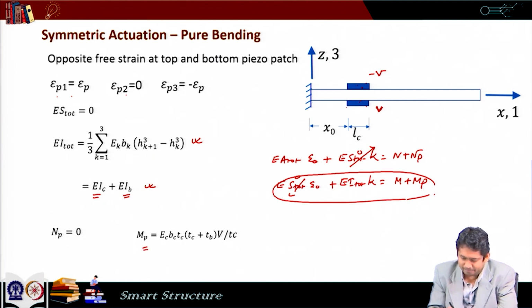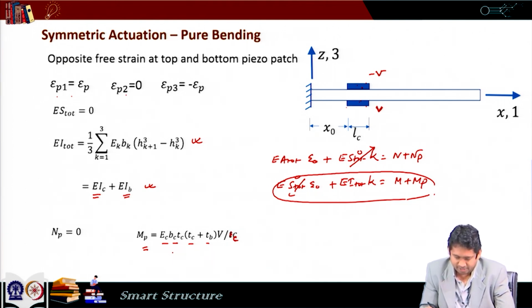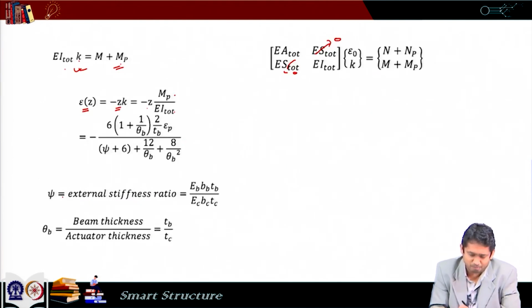And then MP is just this EC BC TC, TC plus TB, V by TC. So, here T is a subscript C. Now, in the form of two parameters psi and theta b.